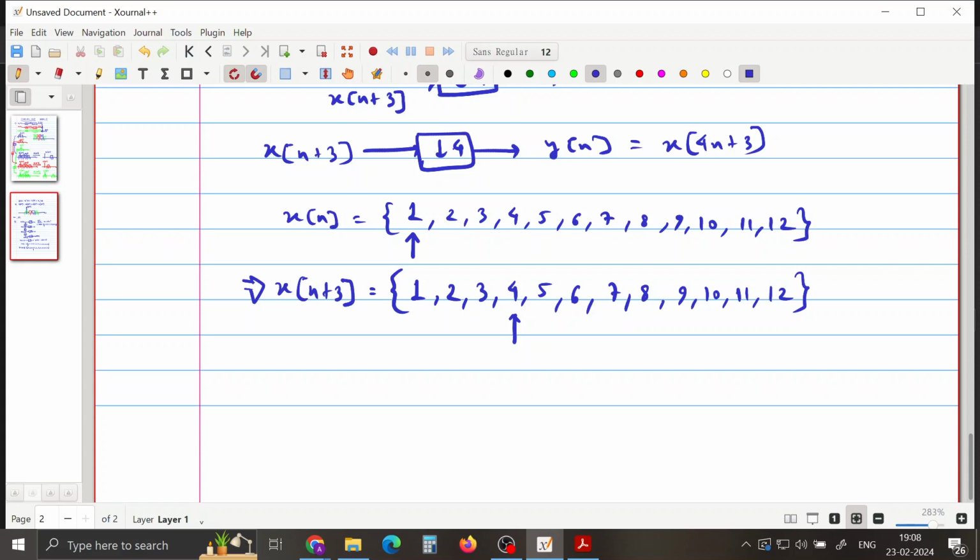Now x of n plus 3 you're passing through a downsampler. If you're passing this through a downsampler of factor 4, what does a downsampler do? A downsampler of factor M discards every M minus 1 samples. It will always pass the sample which is at the origin. So this 4 is always passed, but it will discard the next M minus 1 samples, and it will pass the Mth sample, and so on.